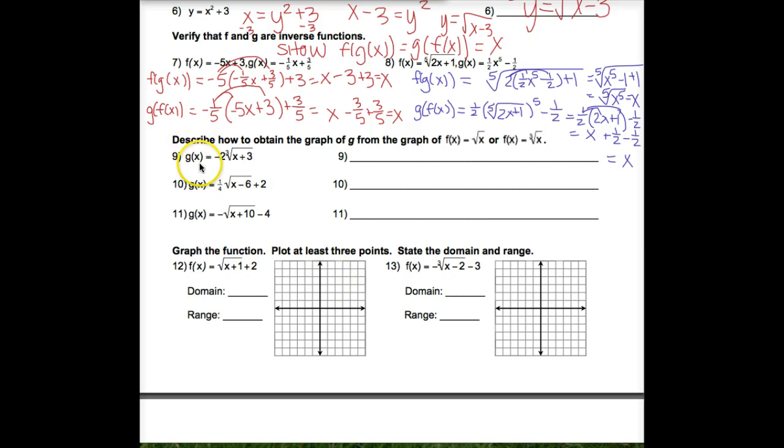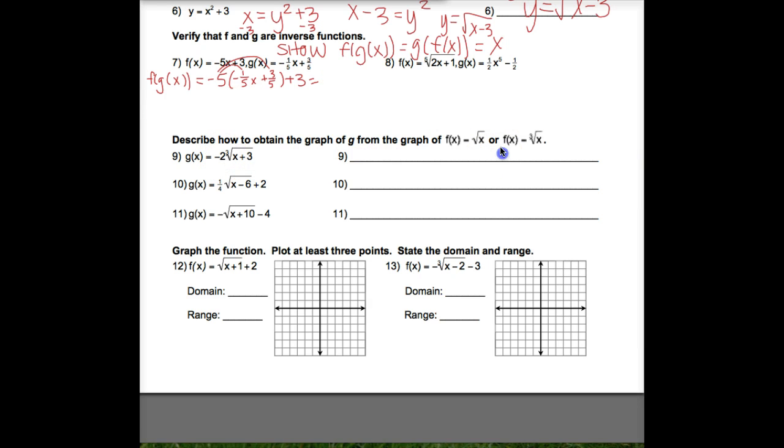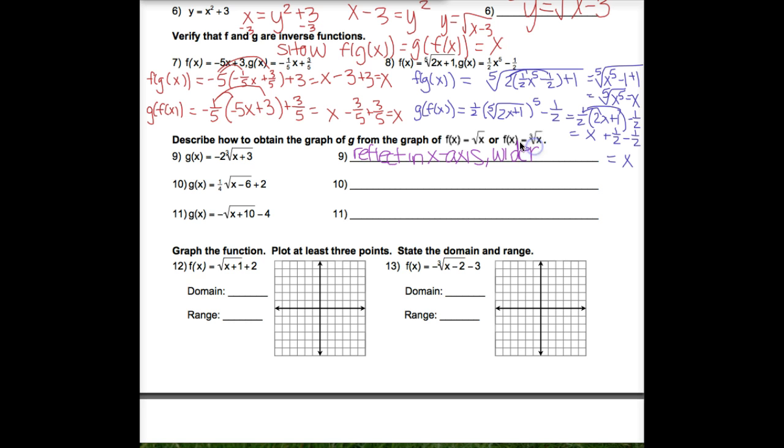All right, 9, 10, and 11. These are your parent graphs. You're describing what all of these number changes do to that graph. So, negatives in front. A negative a means we're going to have a reflection in the x-axis. So I've got that on 9 because of the negative. The 2 means that this is going to be a wider graph. It's going to be stretched from the original, 2 times as wide.